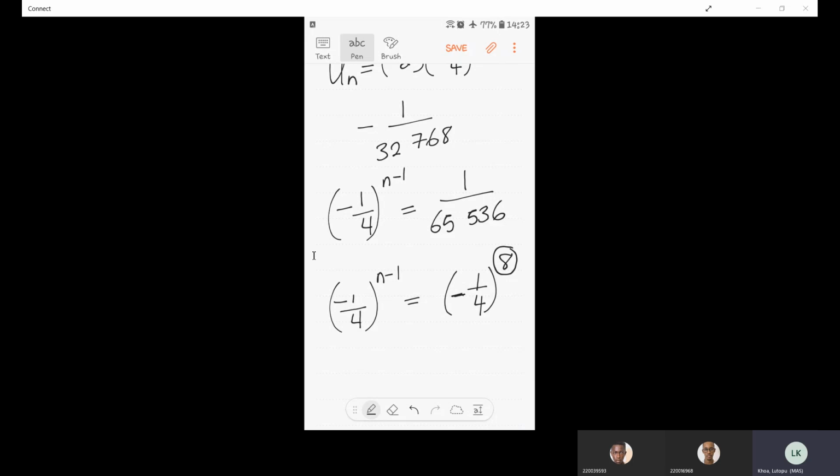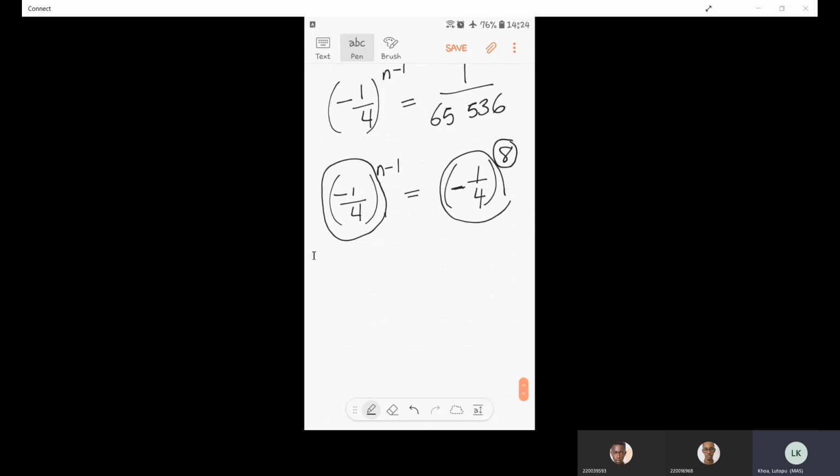So when you raise a negative number to an even exponent, your answer will be positive. Here again, my bases are the same. This is negative 1/4, that is negative 1/4. It means that my exponents must also be equal. So n minus 1 is equal to 8. This means that n is equal to 9. So I have 9 terms.